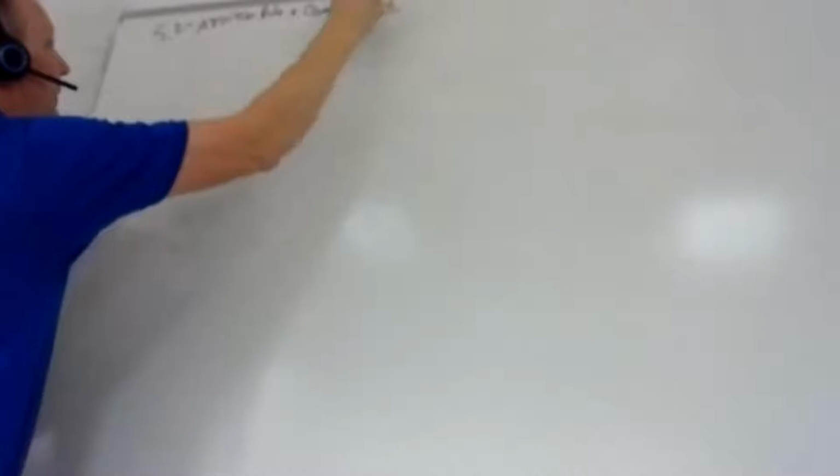All right, we're going to start on 5.2, which is the addition rule and complements. So I want to first talk about the term mutually exclusive, or another term for that is disjoint. And that means they share nothing in common.